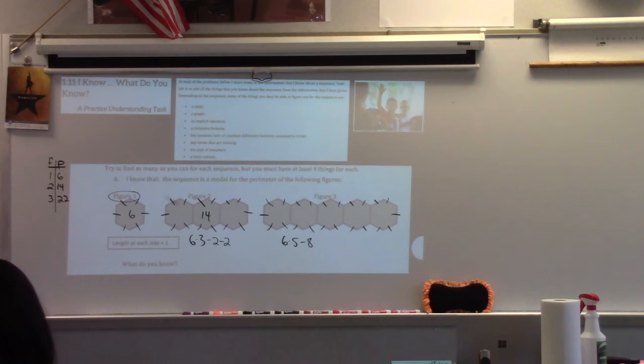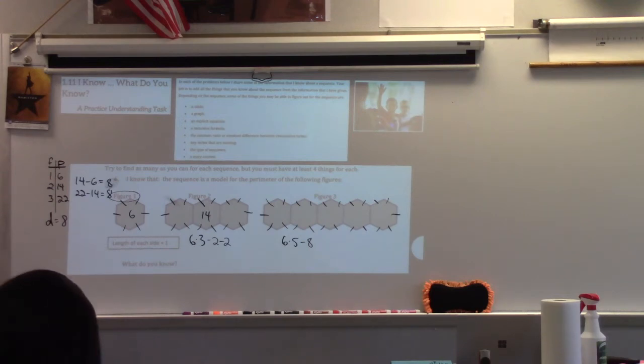But now we need to look at this table. Does anyone know anything new based on this table? 14 minus 6 is 8. That was an ugly 8. 22 minus 14 is 8. So we have a common difference of 8. Come on, that should immediately tell me something else. If it's got a common difference, if it's got an additive rate of change, it's called an arithmetic sequence.